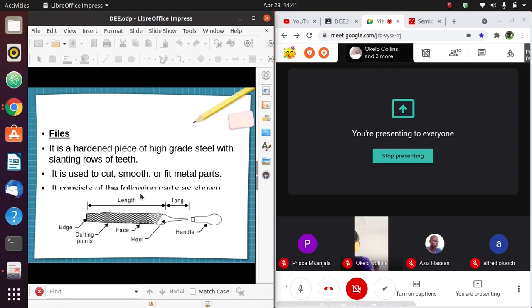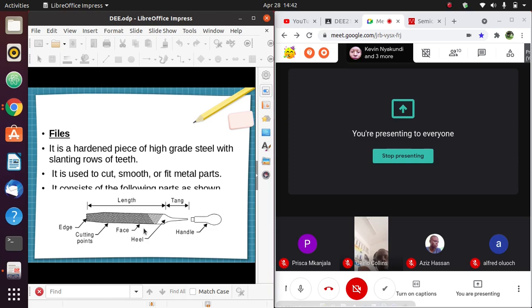We have the handle, of course. We have the tongue. The tongue is that sloping place where you insert the handle. We now have the length. The length is where you find your teeth, the teeth you use to rub your metal. We have the face. The face is that edge, the longitudinal edge, and then we have the edge itself at the end. The heel is the part that has no teeth.